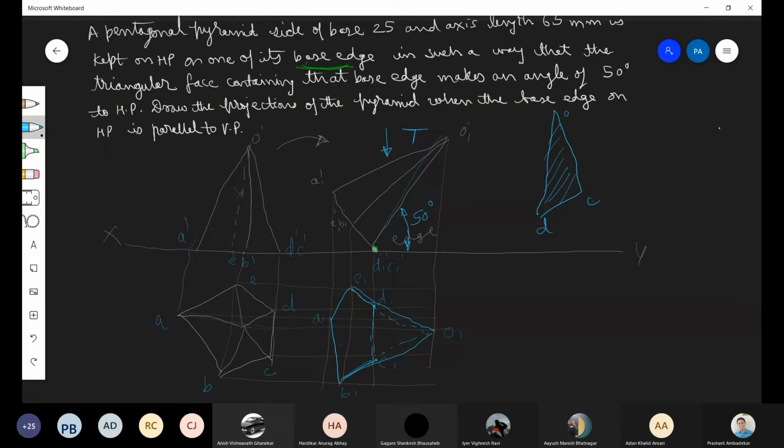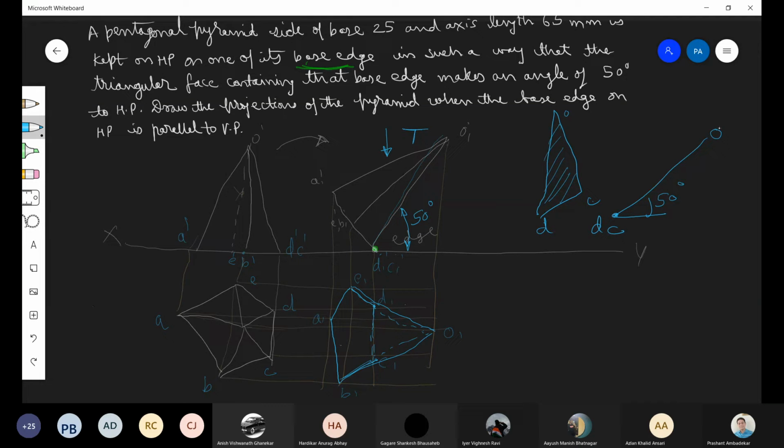अभी आप फ्रंट व्यू में देखेंगे तो what will we see? We will see it like this. यहाँ पर ही D point है, यहाँ पर C point है, और यहाँ पर O point है. Now this should make what angle? 50 degree. So this is the angle, 50 degree. So this is the second stage. This completes the second stage.